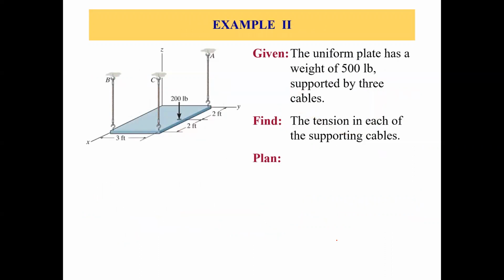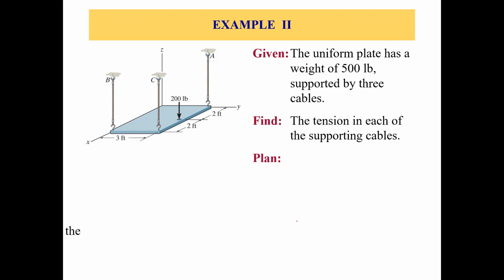Okay. Let's go to the second problem, and let's try to solve this. Again, it's a 3D problem. We have this uniform plate which has a weight of 500 pounds, supported by 3 cables, A, B, and C. And we need to find the tensions in each of the cables. So A, B, and C, there are 3 cables. We need to find the tensions in these 3 cables, right? And we already have the coordinate system given, X, Y, and Z axis. The location, the directions are already given.